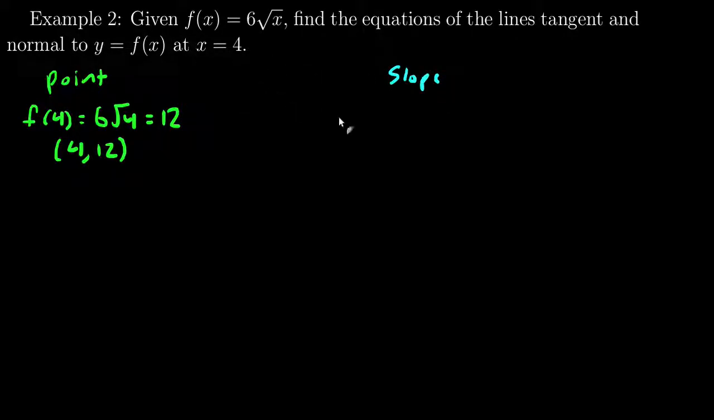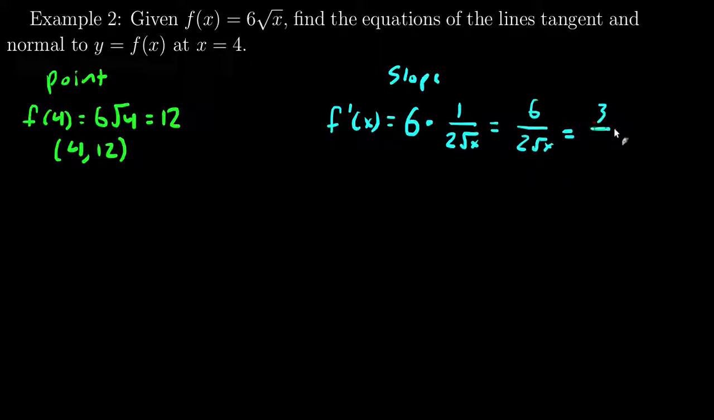To find the slope, I'm going to use the derivative. So f prime of x, I have a constant 6 times root x. So the derivative is going to be 6 times the derivative of root x, times 1 over 2 root x. And when I multiply an integer by a fraction, it goes to the numerator, so 6 over 2 root x. I can cancel out 6 over 2 and get 3 divided by root x, so that's f prime of x. I want to find this slope at 4, so I'll do f prime of 4, which is going to be 3 over root 4, which is 3/2.